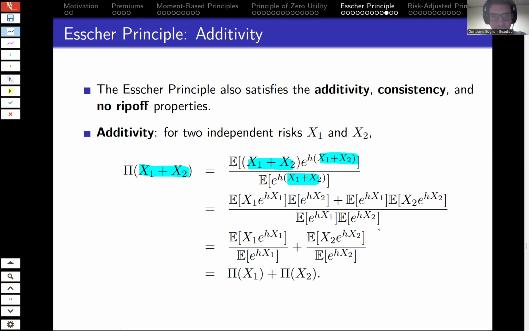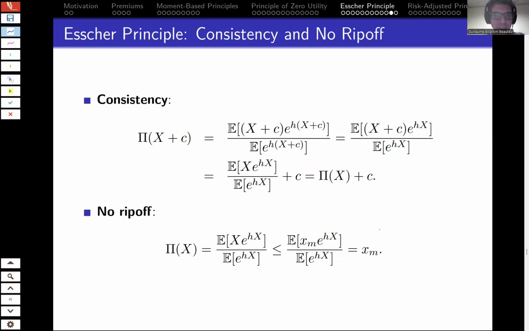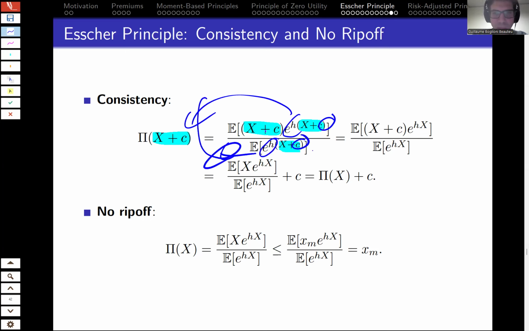Okay, not too bad. We move on to the consistency. It's similarly not too hard. By definition, the premium of x plus a constant, you have this, this, this. Then what happens? The term e to the hc would go outside. Same thing over here, the term e to the hc goes outside, so those cancel out.